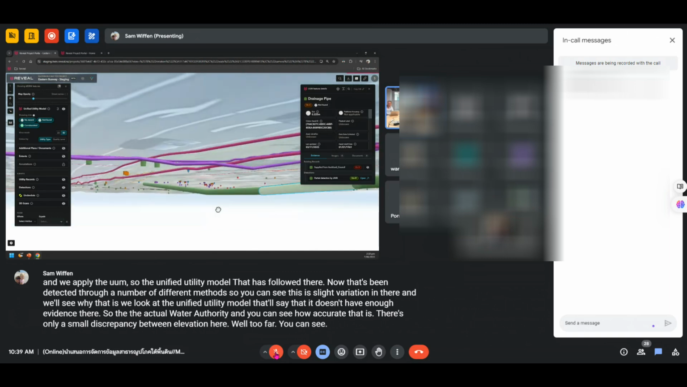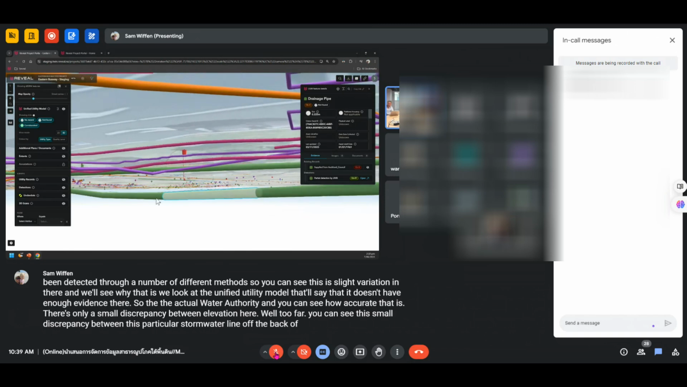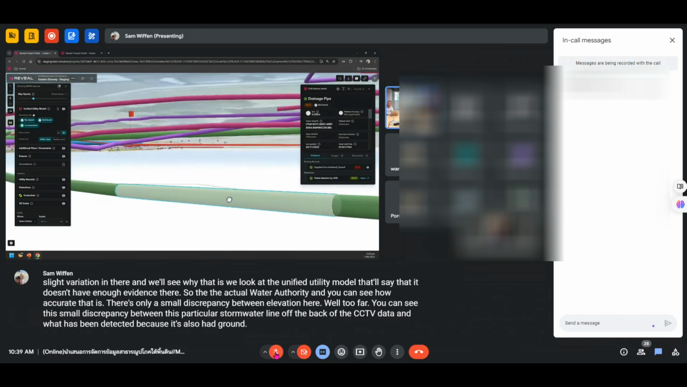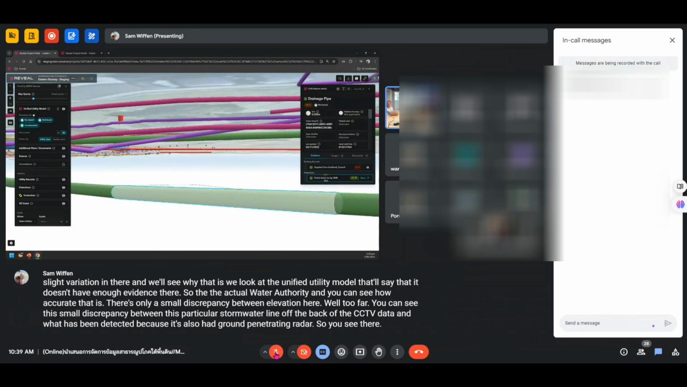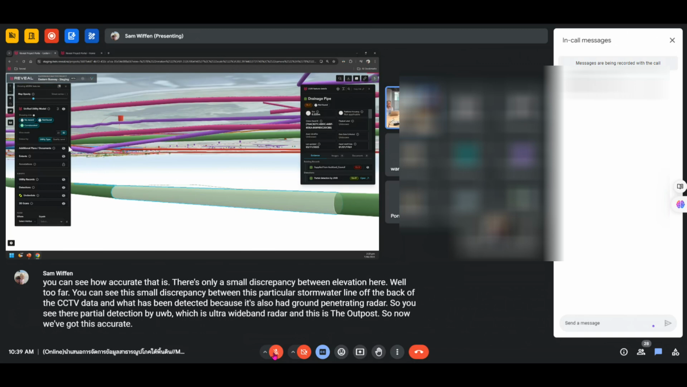You can see this small discrepancy between this particular stormwater line off the back of the CCTV data and what has been detected, because it's also had ground penetrating radar. So you see there, partial detection by UWB, which is ultra wideband radar, and this is the output. So now we've got this accurate 3D line.